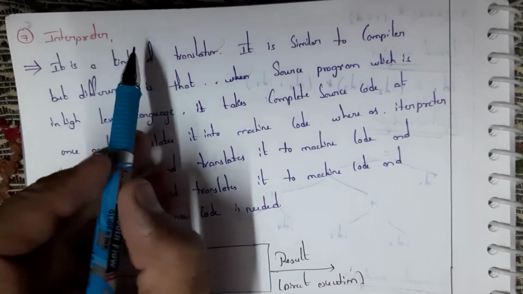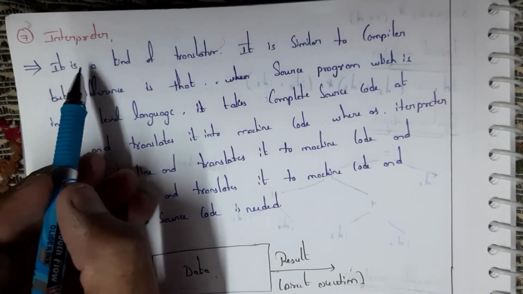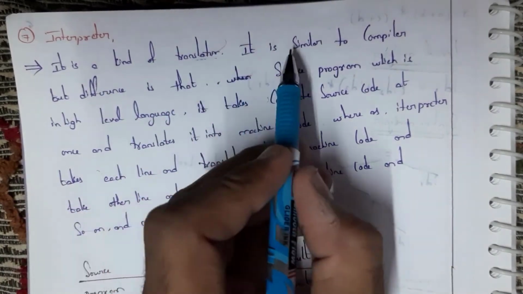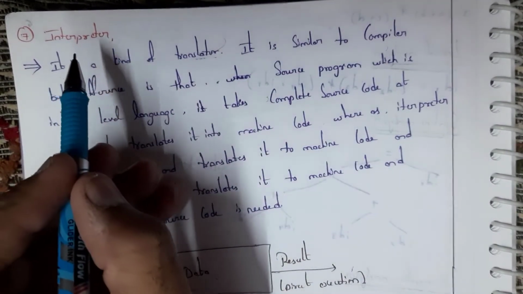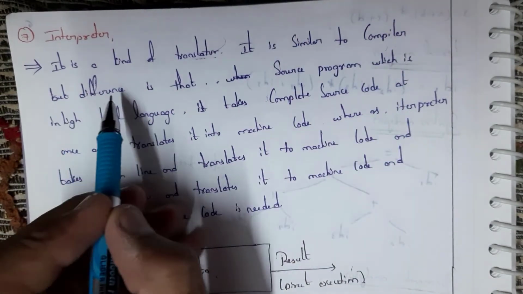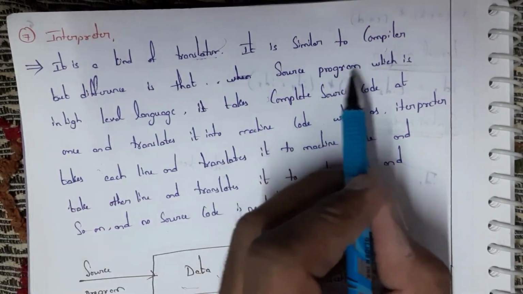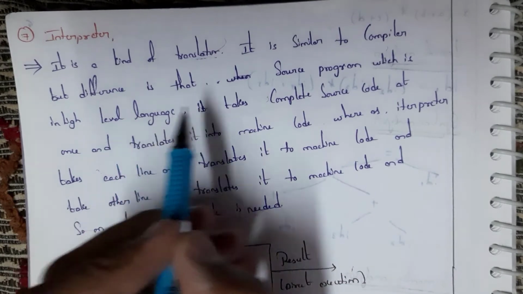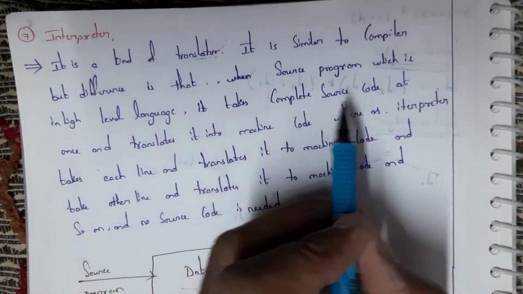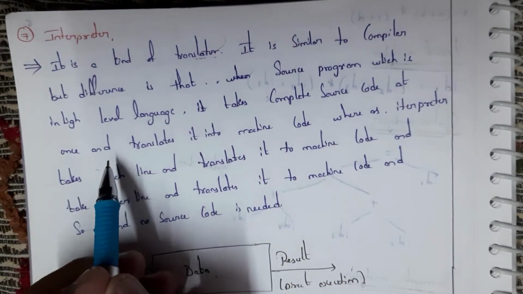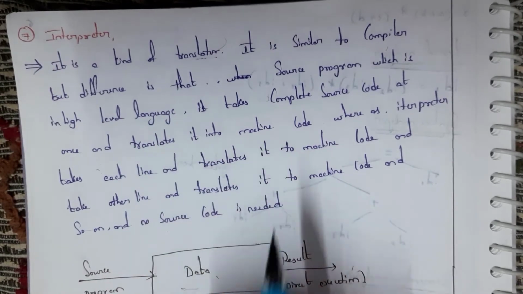First one, what is an interpreter? See, an interpreter is a kind of translator. It is similar to a compiler. The difference is that a compiler takes the source program, which is in a high level language, as the complete source code at once and translates it into machine code.